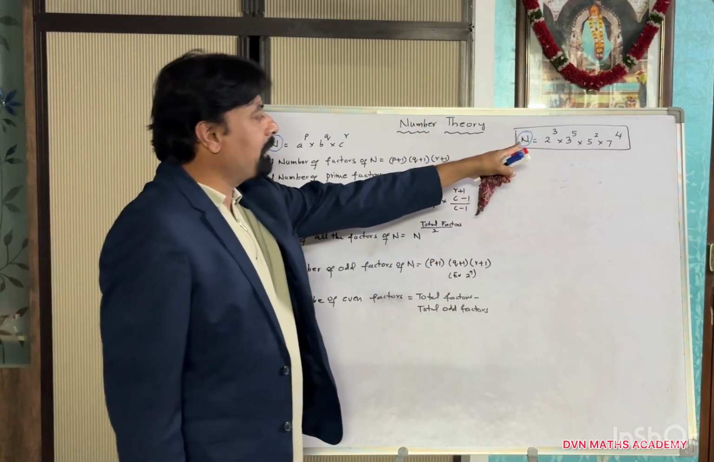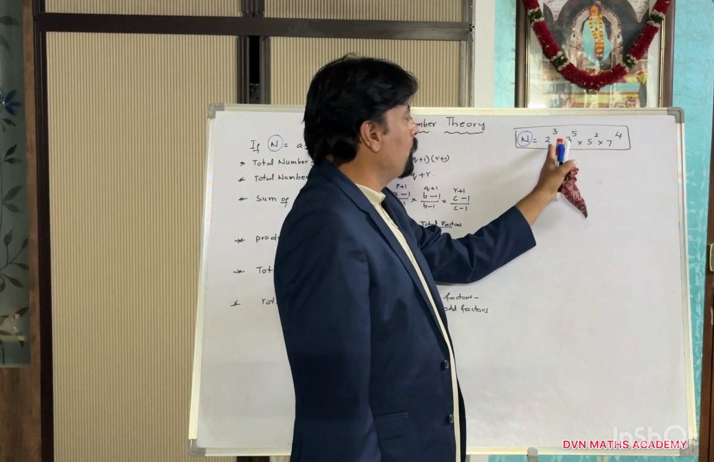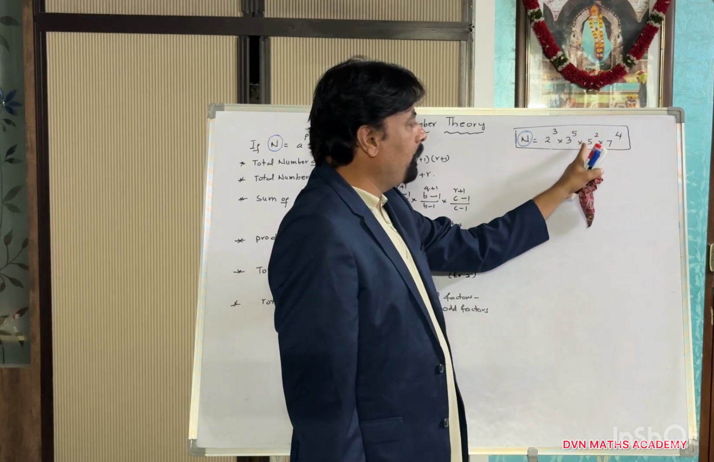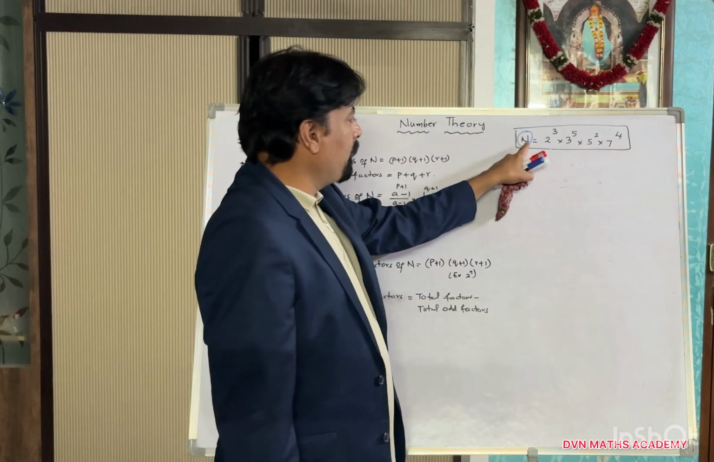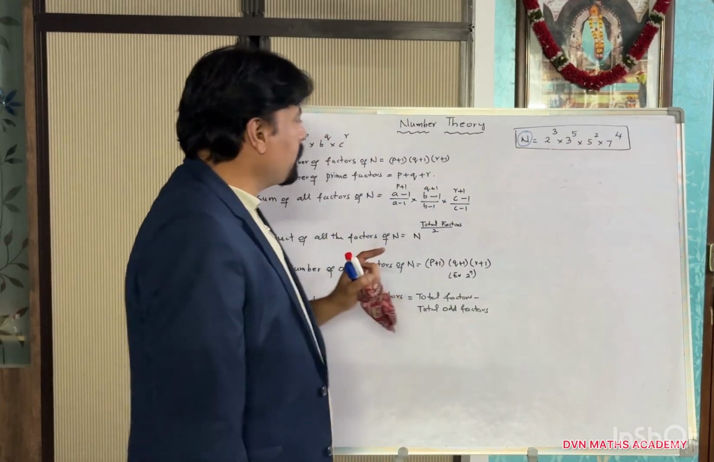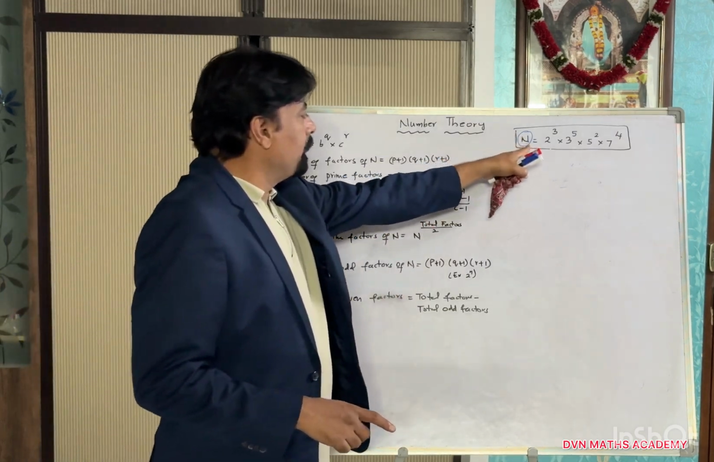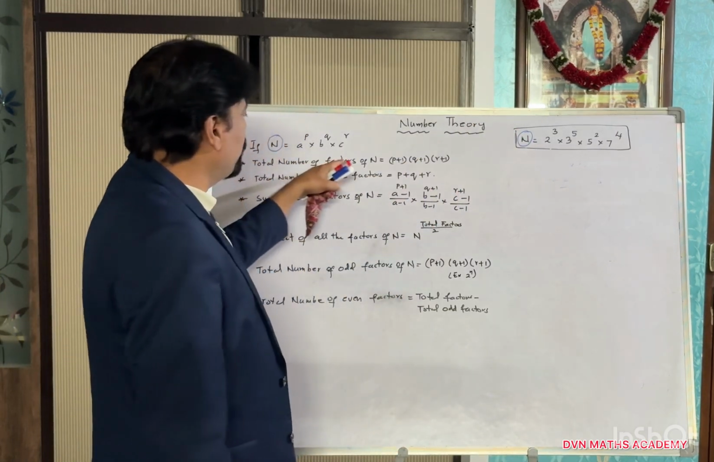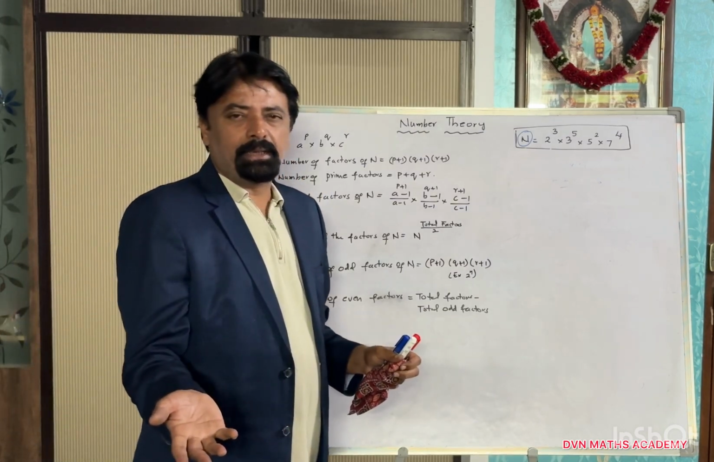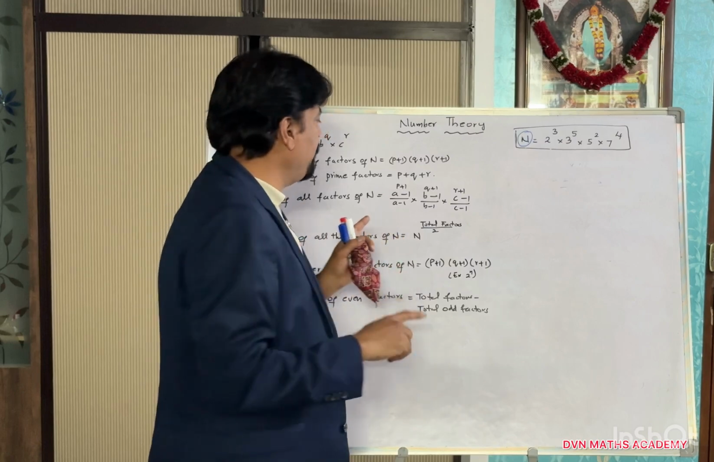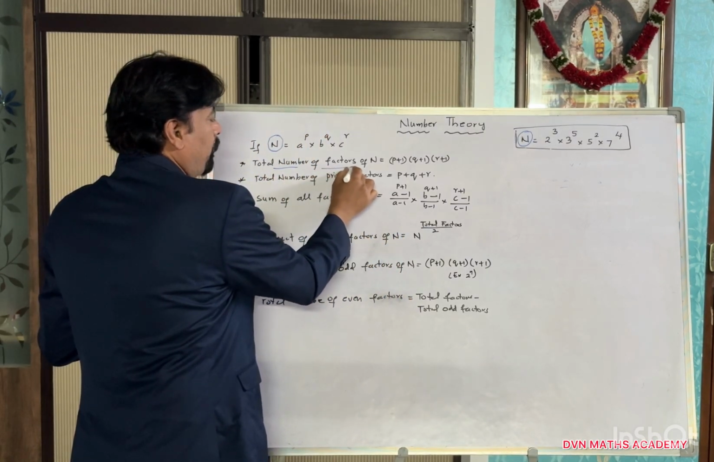Here I have taken one example, that is n is my number. If the prime factorization of this number is 2 to the power of 3 into 3 to the power of 5 into 5 to the power of 2 into 7 to the power of 4, the first concept is how to find the total number of factors of n. This is my n, and you are required to find the total number of factors. Those factors may be even factors or odd factors, whatever it may be. Here they are asking for the total number of factors.